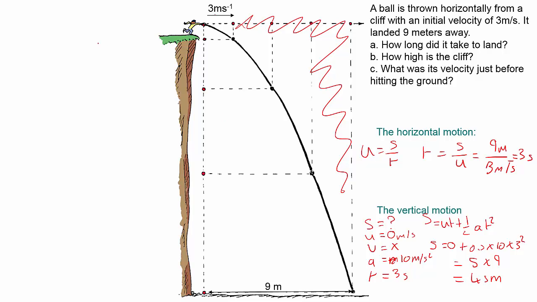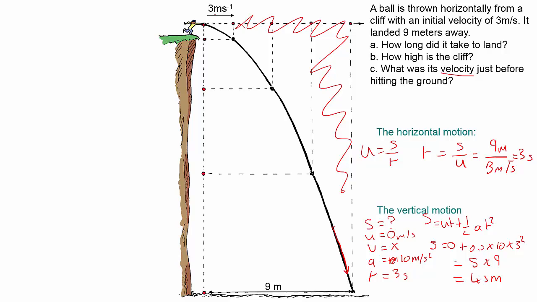Okay, part C. This gets a little bit more complicated. It says, what is the velocity just before hitting the ground? Now, it hasn't stated vertical velocity, for example. It wants to know its velocity in the direction it's travelling. So before it hits the ground, it's travelling in this direction, roughly. It wants to know what is its velocity in this direction.